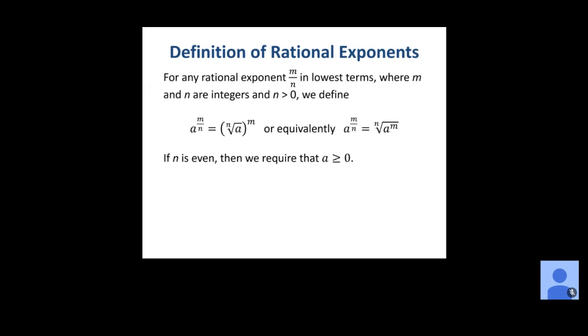It doesn't matter which way you write it, so long as the n becomes the index and the m becomes the exponent. And then it tells us down here, if n happens to be even, then we're required that a has to be greater than or equal to 0. So again, if your index becomes an even value, we have to have a positive value inside.